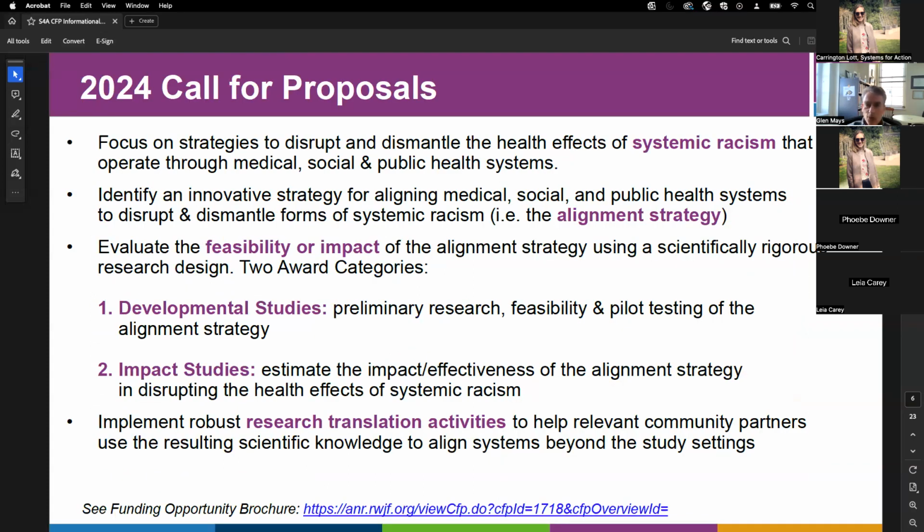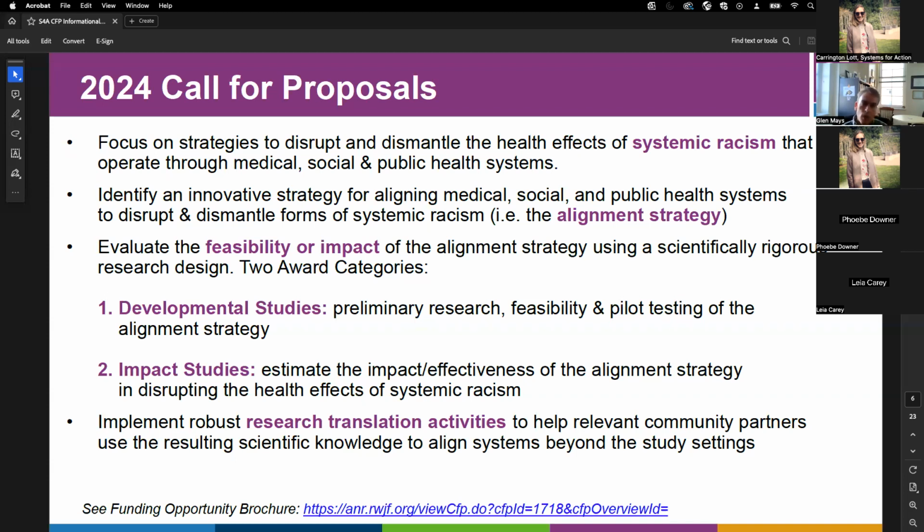That takes us to the current call for proposals, the 2024 call for proposals. This is a call that we published again on December 13th. And the focus of this call, we are looking for new proposals for new research that focus on strategies for disrupting and dismantling the health effects of systemic racism, and particularly forms of systemic racism that operate through and within medical, social, and public health systems.